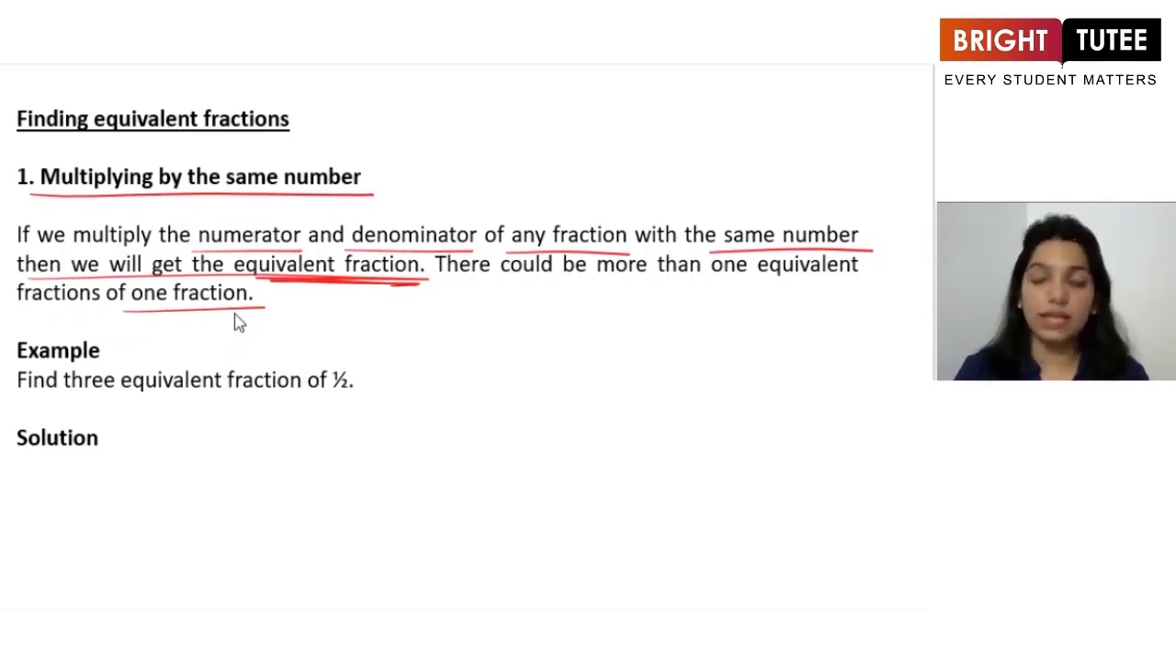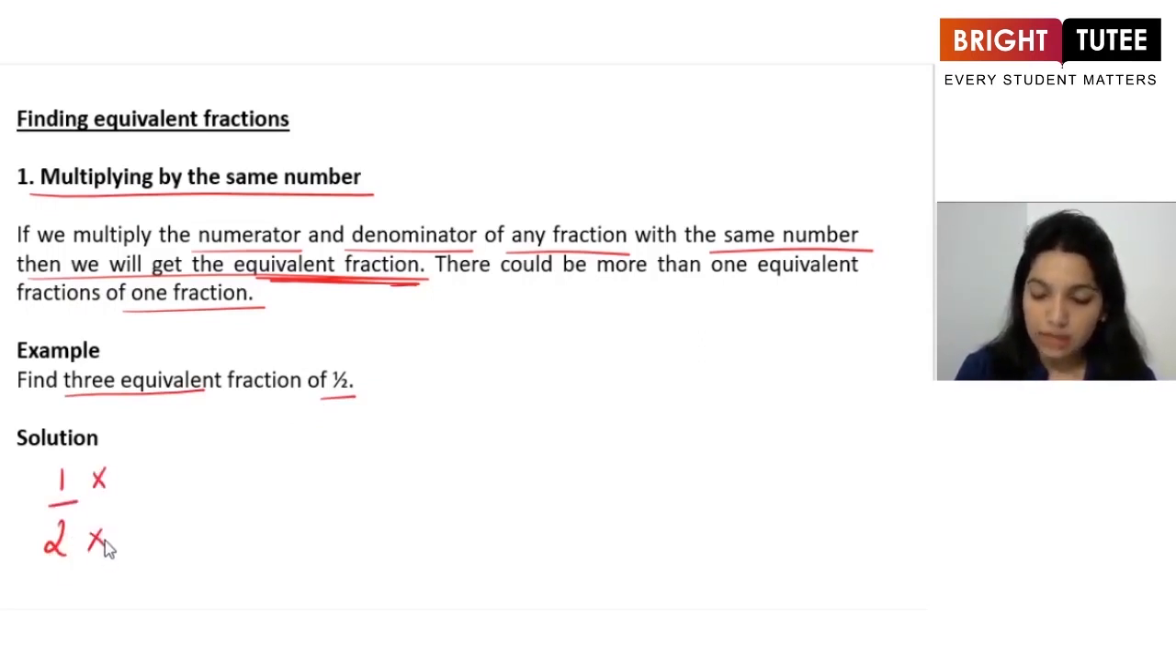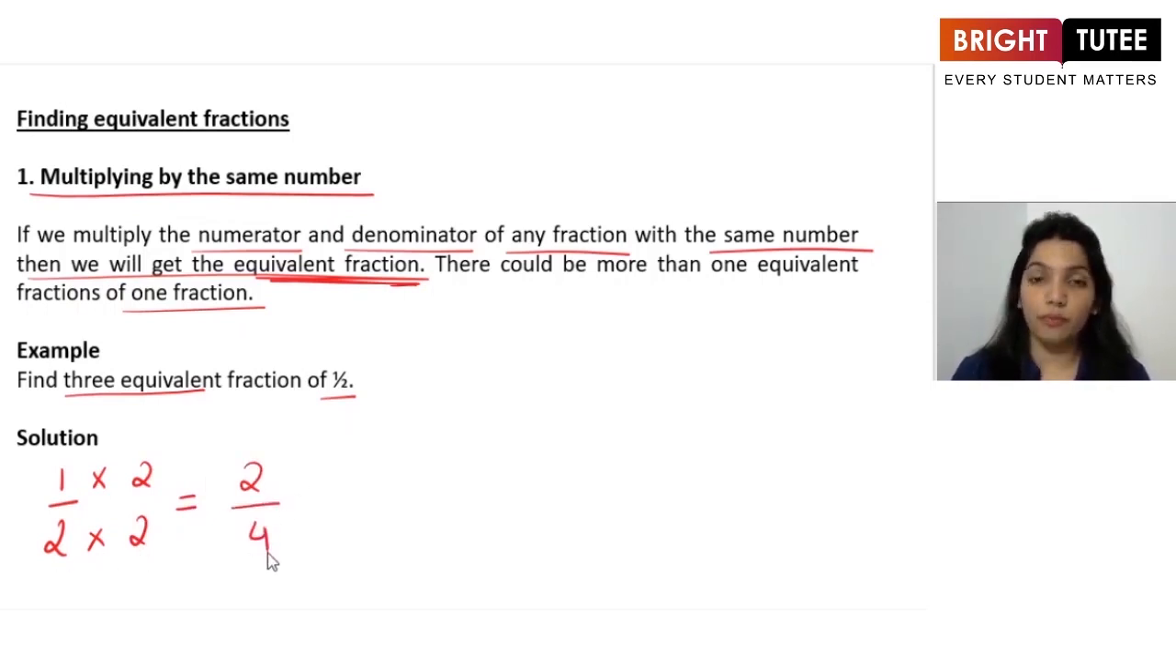Let's understand this with the help of an example. It says find 3 equivalents to 1 over 2. The statement says that to the given fraction, multiply the same number to the numerator and the denominator both. So let us multiply numerator and denominator by 2 each. 1 times 2 is 2 and 2 times 2 is 4. So the first equivalent fraction to 1 over 2 comes out to be 2 over 4. Is that right? Now moving to the next one.